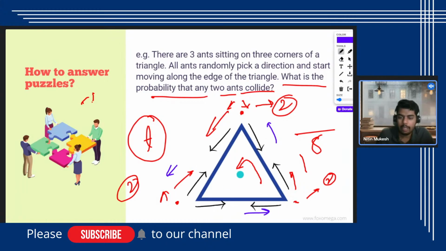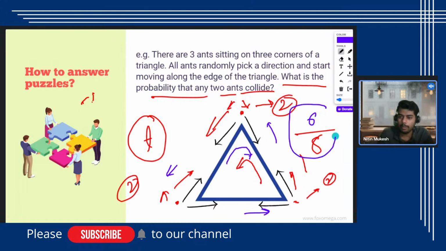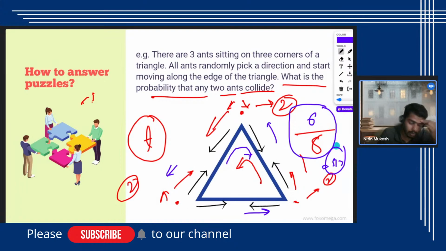Or all ants could start going in the anticlockwise direction also. So in only two cases they are not going to collide. Out of these 8 possible choices, there are only two cases when they won't collide, and in all the other 6 cases they are going to collide anyhow. That is why the probability of collision is going to be 6/8, or you can also say 3/4. This is how things are going to be.